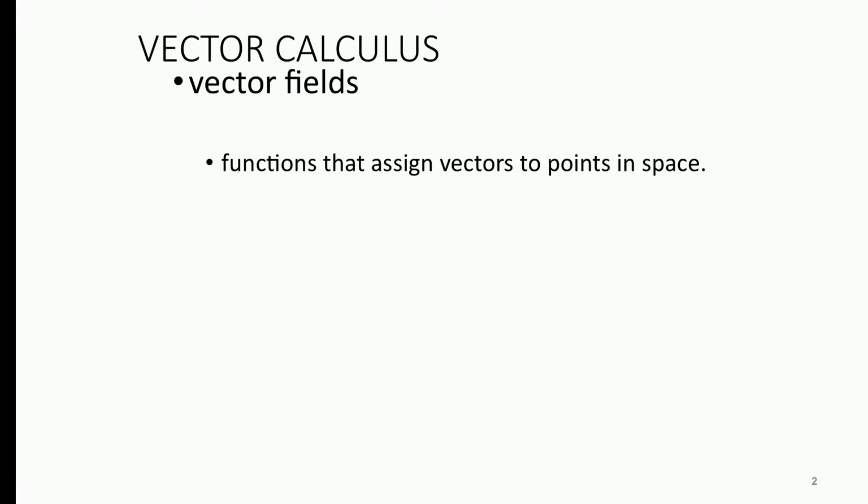You've probably seen this sort of thing before. I've got some pictures here that I can show you that are vector fields. But here's an example. Here, I'll give you a quick example. F of x, y is equal to x i plus y j. That is a vector field.